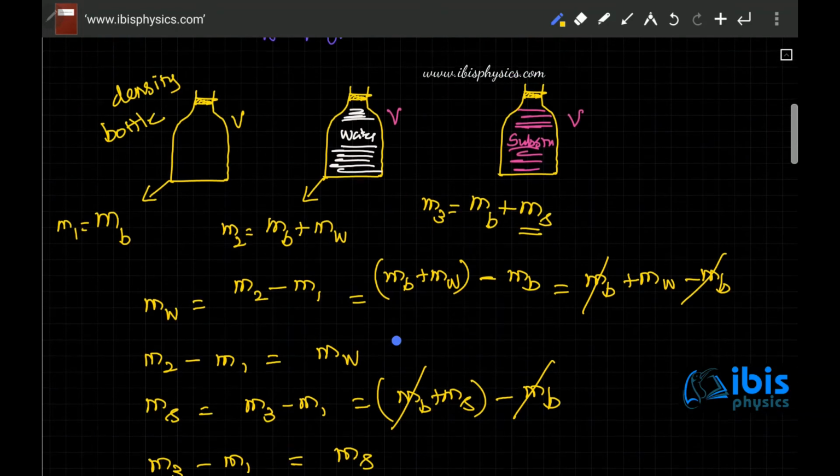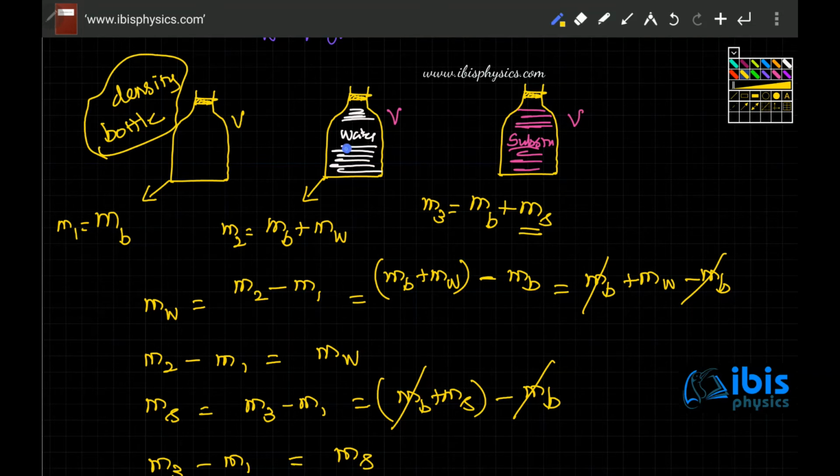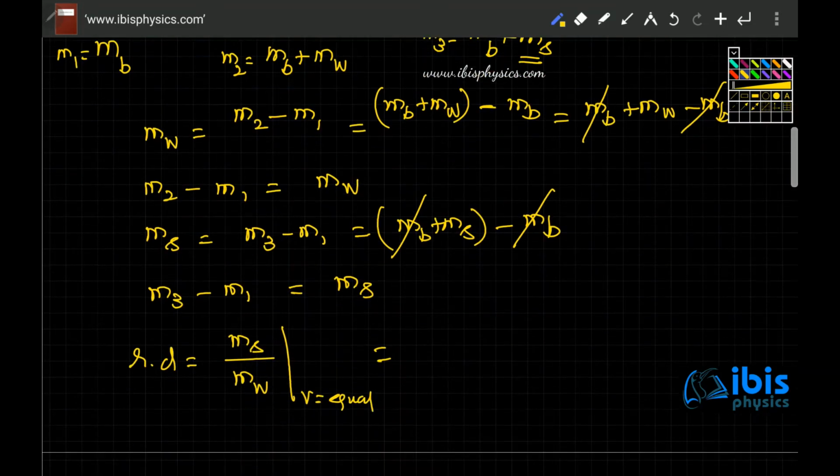And here in this bottle, which we called a density bottle, we used the same bottle to fill the substance to the same level and water to the same level. Whatever is the volume of the bottle, the same is the volume of the water, the same is the volume of the substance. Hence, relative density is the mass of the substance by the mass of the water.